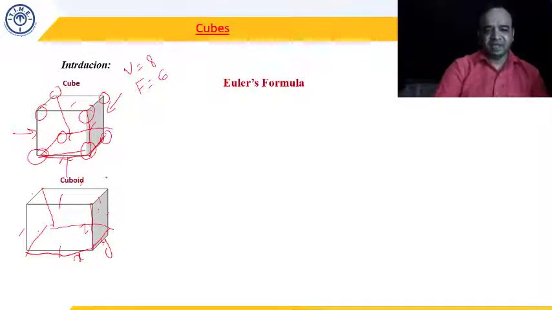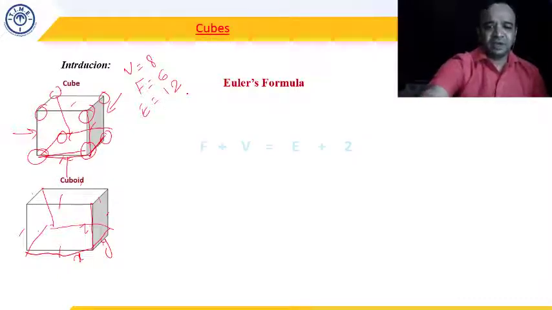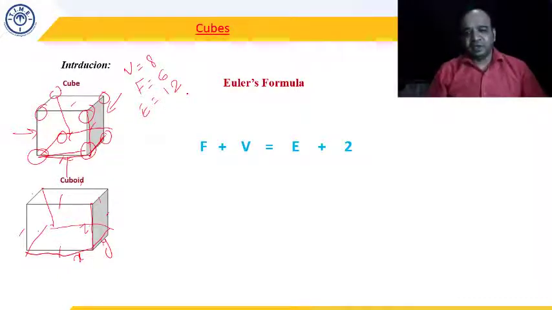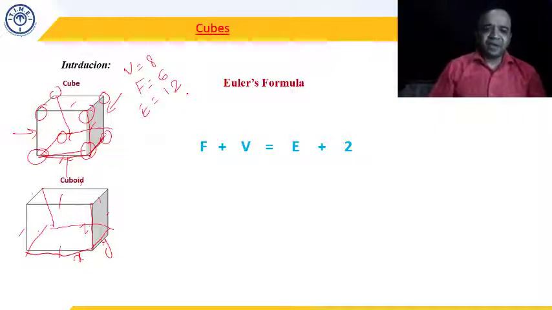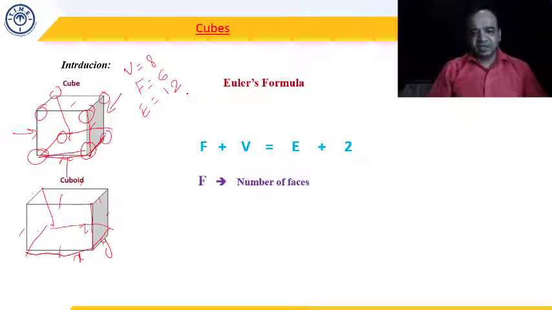So total how many edges are here? 4 into 3, that is equal to 12, or 4 plus 4 plus 4, that is equal to 12. So number of edges is equal to 12. And Euler gave the formula: 8 plus 6 equals 12 plus 2. So 8 plus 6 is 14, and 12 plus 2 is 14. So this is the formula we have: F plus V equals E plus 2, where F is the number of faces, V is the number of vertices, E is the number of edges. I hope this is clear.